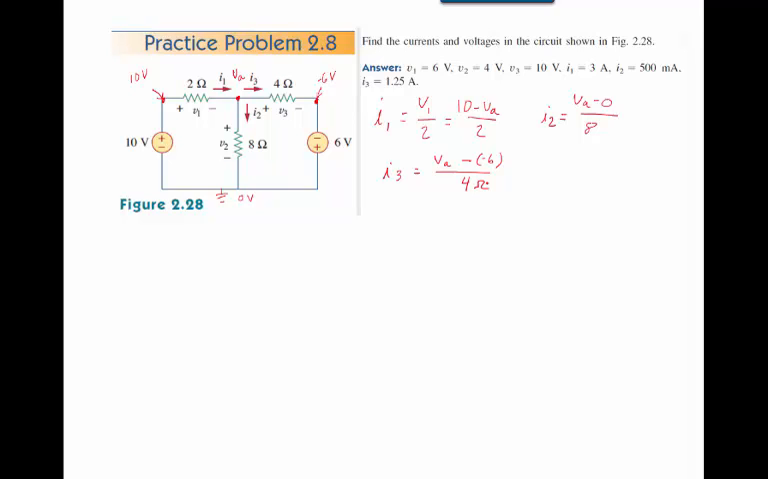I didn't solve for anything yet. So I'm going to take the hint and do KCL at that node. I'm going to say the current in equals the current out, and then substitute my relationships in here. So 10 minus VA over 2 equals VA over 8 plus, and VA minus minus 6 is VA plus 6, right? Over 4.